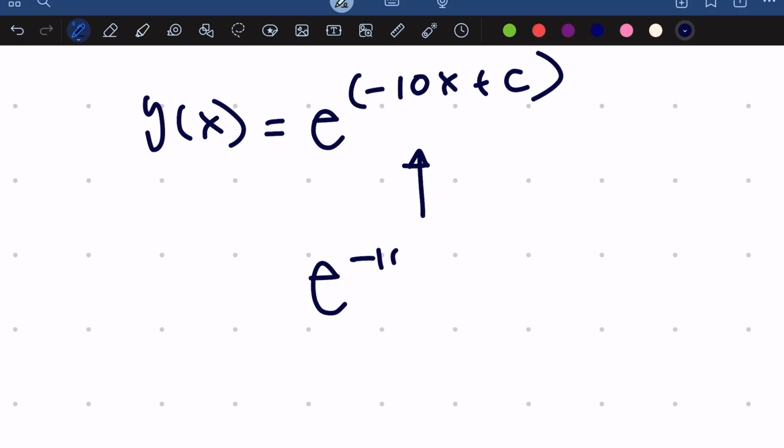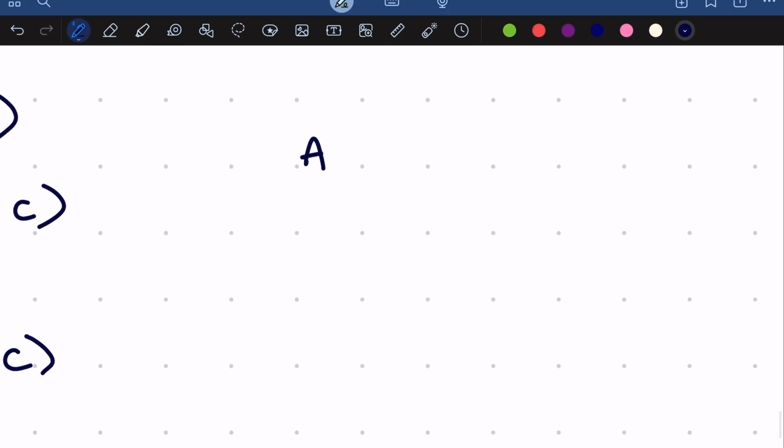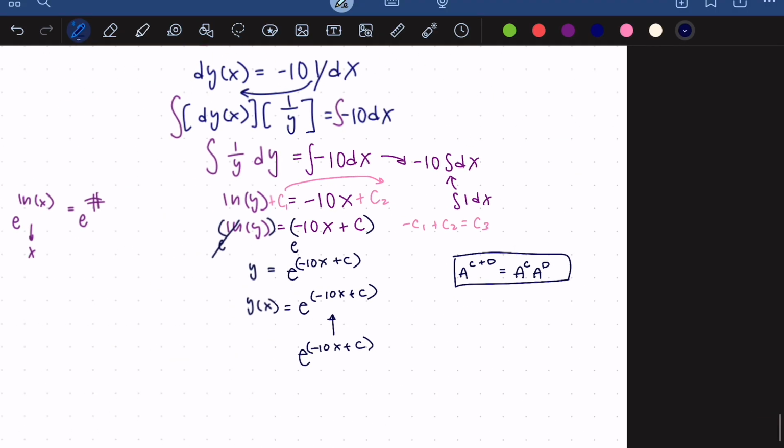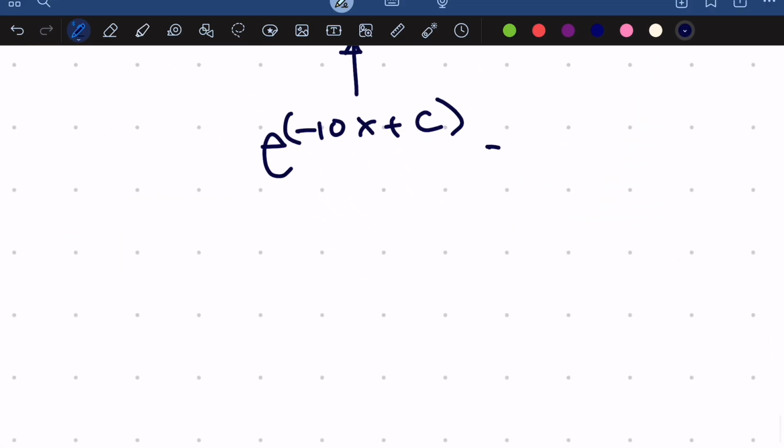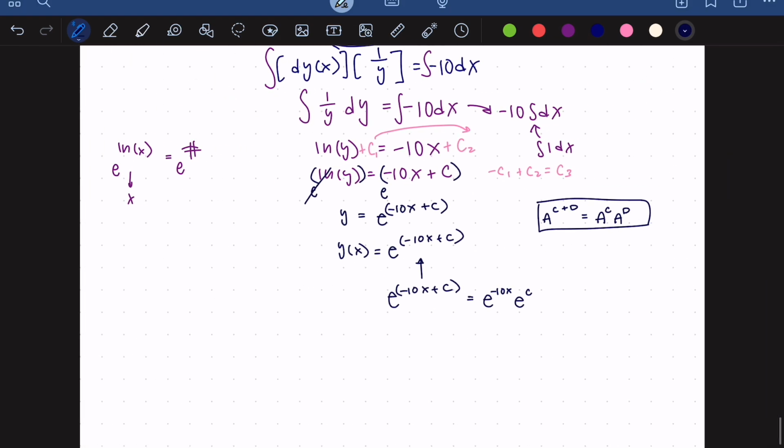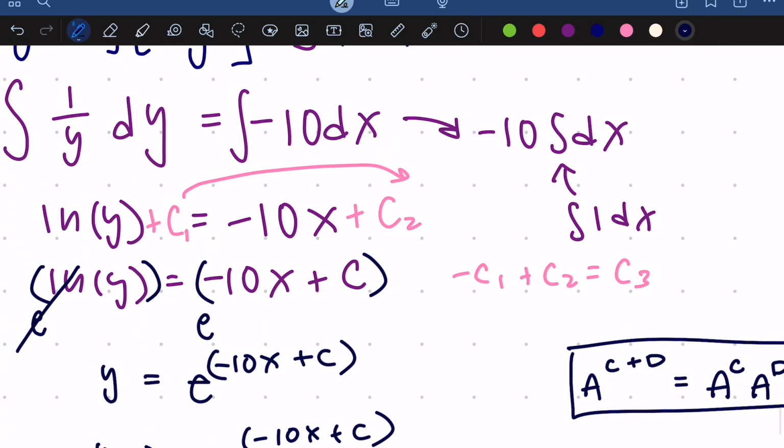So e to the negative 10x plus c. As we know, with how exponents work, when a value is raised to another value plus another value, that is the same thing as that value raised to the one being multiplied by that same value raised to the other thing. So this is just a rule of exponents. We could apply that to this situation and simplify that into e to the negative 10x times e to the c.